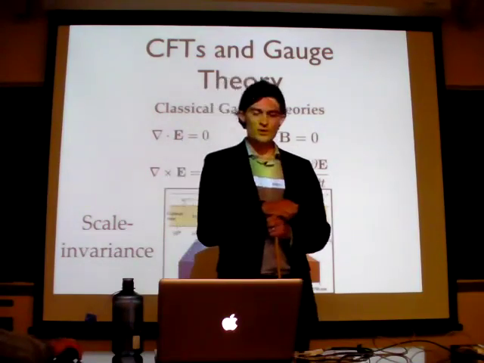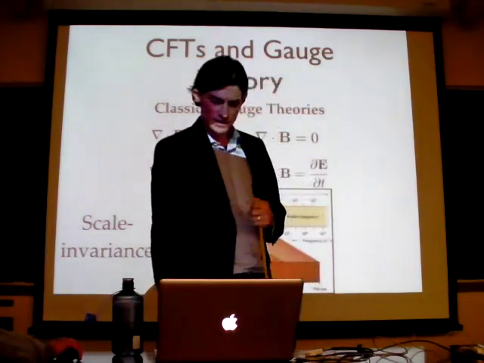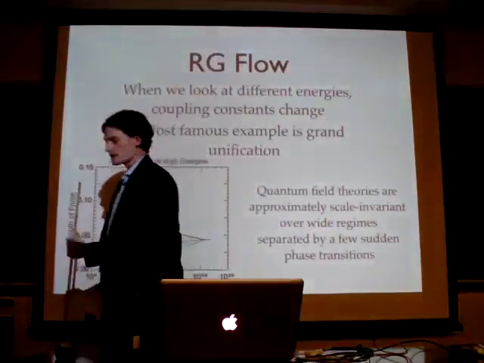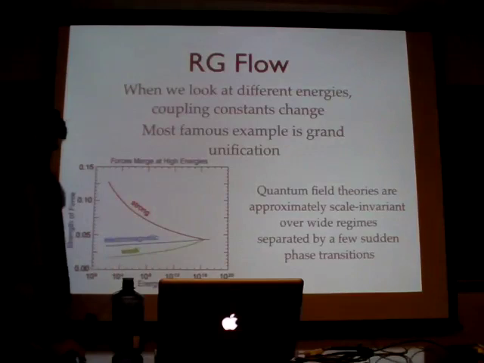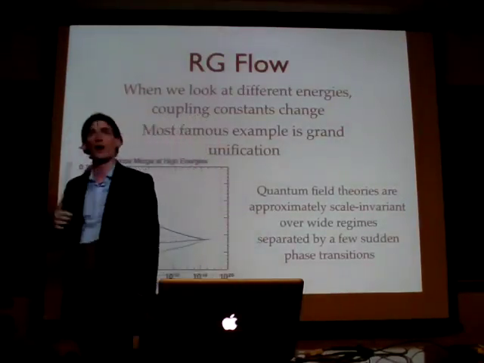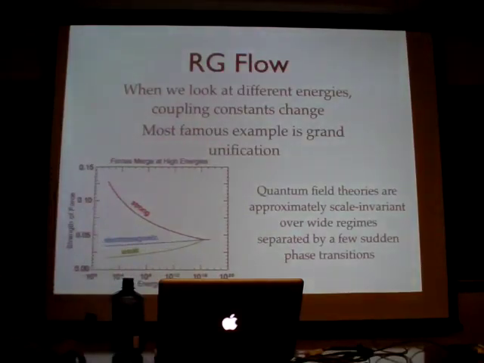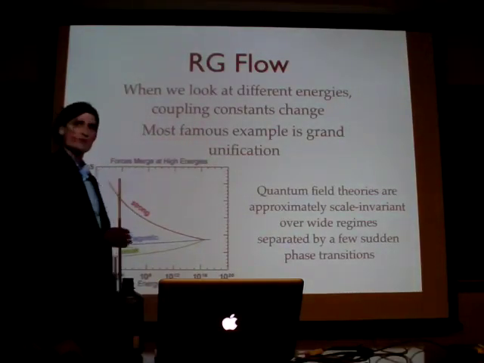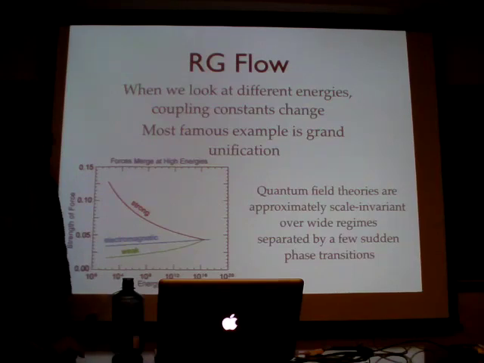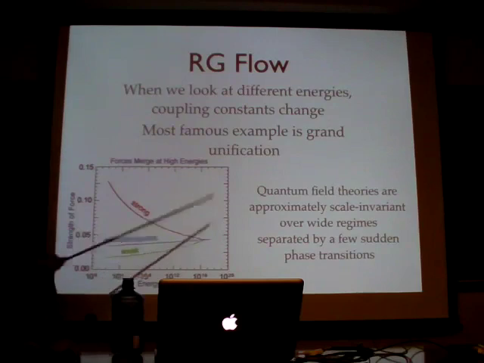Okay, but it's broken by a small amount. And this is part of a more general theme, which is that the vast majority of quantum field theories we study are approximately scale invariant over wide regimes in energy. They change as you zoom in, but they change very slowly. The way we think about this is renormalization group flow. The couplings change as you change scale.